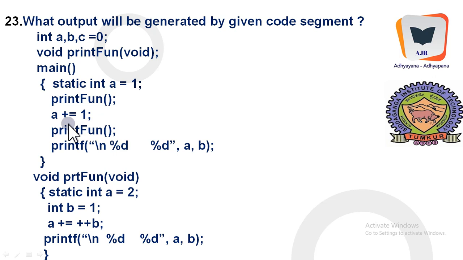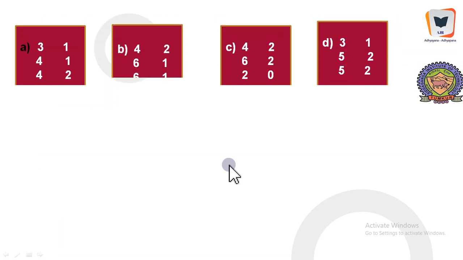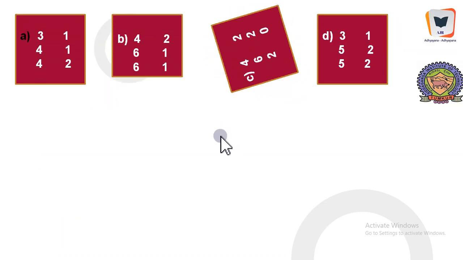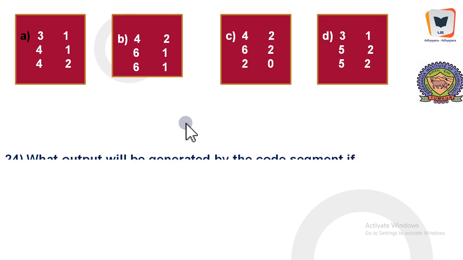In this particular main function, A is a local variable, though static. So it has become 2 upon execution of this statement, and B is not at all defined. B will automatically carry 0, and here it will be 2 comma 0. So the answers will be 4 comma 2, 6 comma 2, and 2 comma 0. Here you can see 4 comma 2, 6 comma 2, and 2 comma 0.